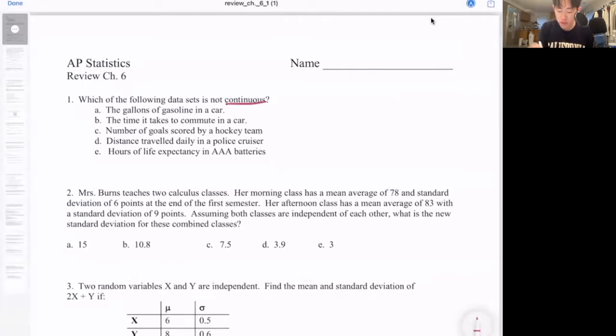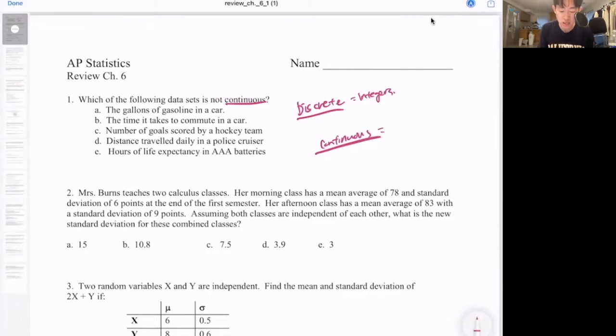Number one, which of the following data is not continuous? So we talked about discrete, and then we also talked about continuous. Usually continuous is where it's pretty much time, and the values themselves are not integers. Discrete are usually just integers, like points, dice, and 1, 2, 3, 4, 5. Continuous is like from 1 to 2, everything in between and beyond.